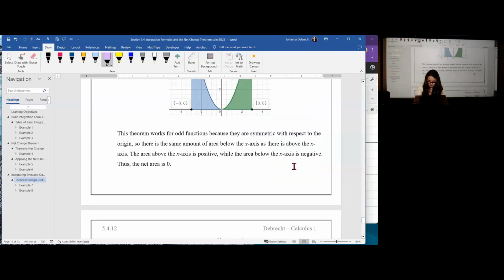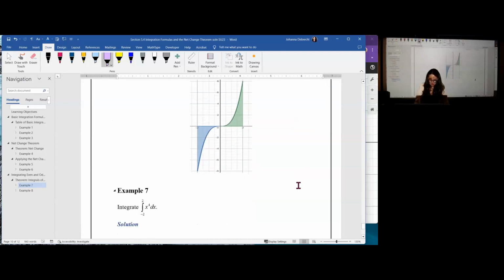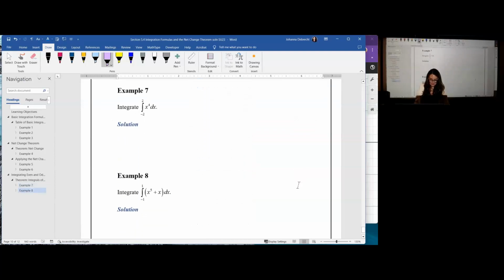And for odd functions, again, this is working because of the type of symmetry, creating a positive area on one side and a negative area on the other that are identical. In this case, when you integrate from -2 to 2, you get 0 net area. Let's now take a look at examples 7 and 8 and apply this theorem.